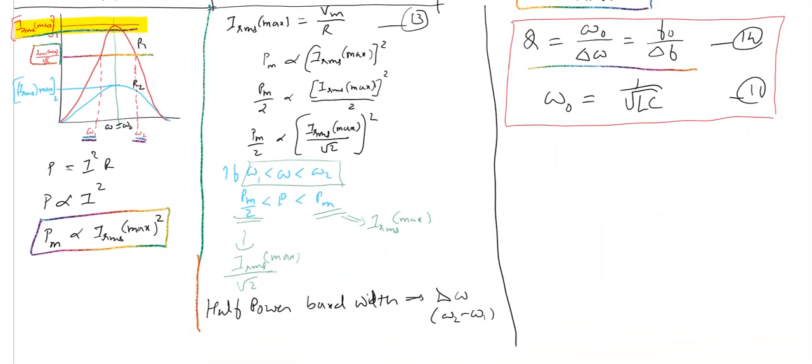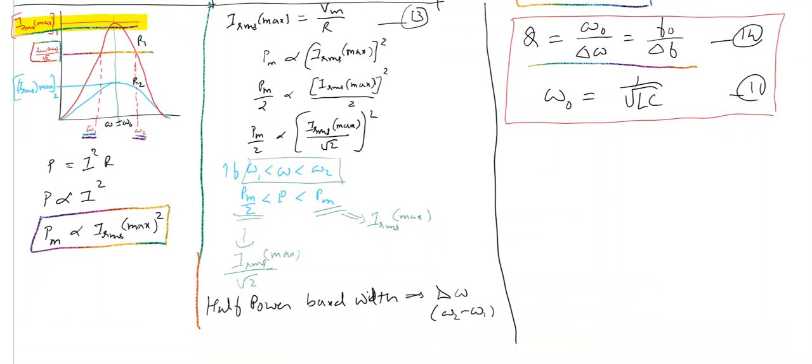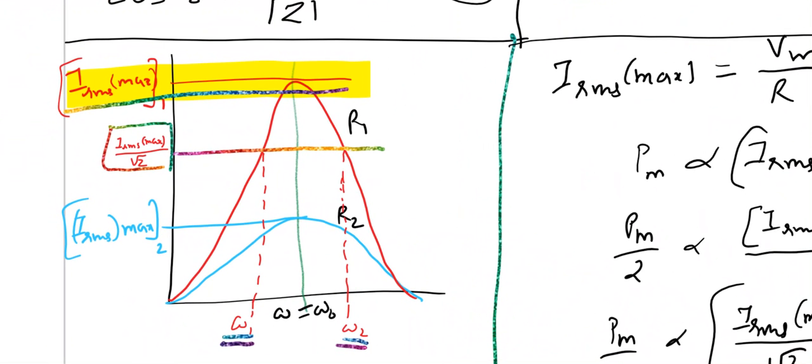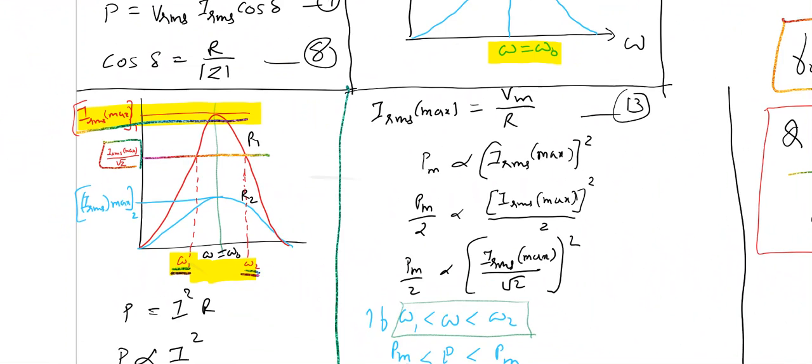What is quality factor? It is a parameter which indicates the sharpness of the curve. If quality factor is more, sharpness will be more. And that can be understood from this equation also. If delta omega is less, Q is more. What do you mean by less delta omega? Less delta omega means that these values are close by. Omega 1 and omega 2 are close by. Then the curve will be sharp.